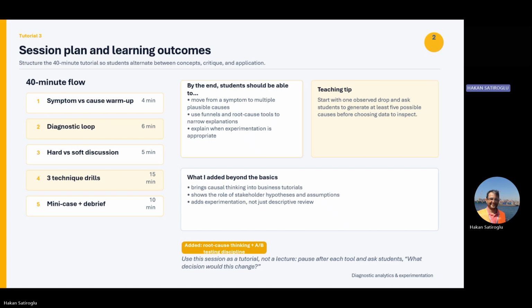In workplace analytics, this is often where teams become political. Different departments may prefer different causes because those explanations protect their interests. That is why I will tell students to focus on evidence, not intuition or blame. If they can leave the session knowing how to localize a problem, build several hypotheses, and design a simple test, they are already thinking much more like analysts.